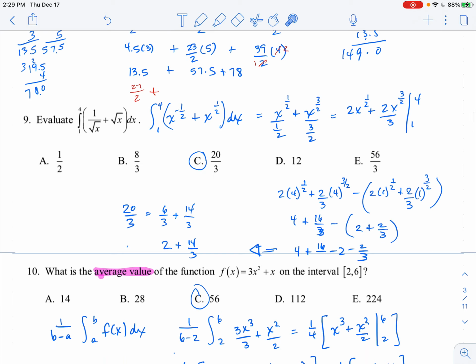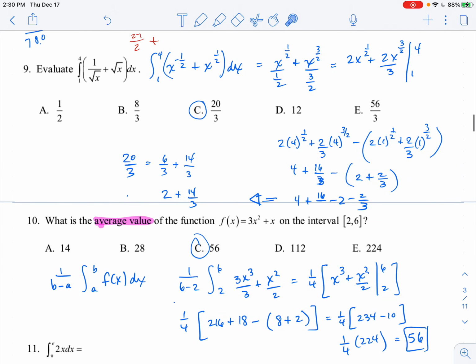In problem number 9, we have the integral from 1 to 4 of 1 over square root of x plus square root of x dx. And so I rewrote with rational exponents. That's x to the negative half plus x to the 1/2 dx. If I antidifferentiate, I'm going to add 1 to the exponent and divide by that value. And then I'm going to evaluate from 4 to 1. It's just some fraction work here. Plug it in, and we should get an answer of 20 over 3. You can pause the video and check out my little scratch work on that one if you like.